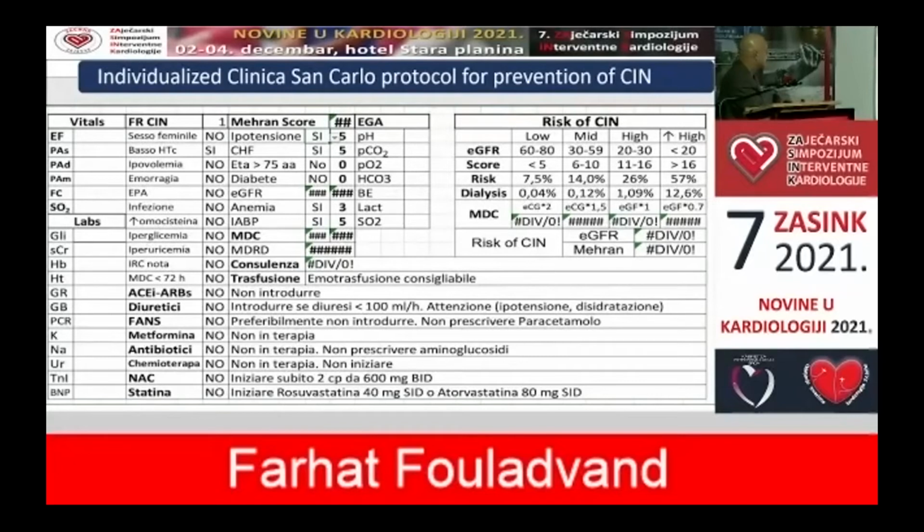For example, the patient will go to hypotension. Now here is hypotension because there is no value here. I will show later. So this is the Mehran score. The Mehran score goes here to calculate the level of the risk of this patient.